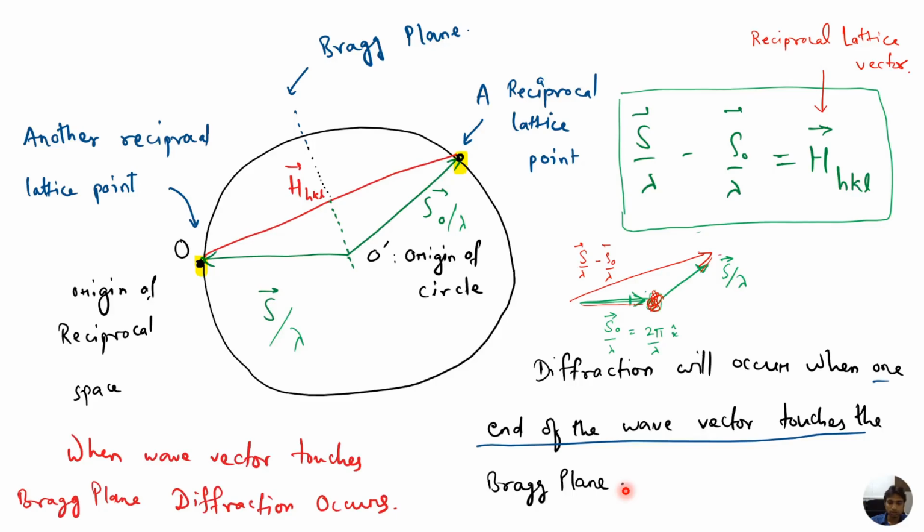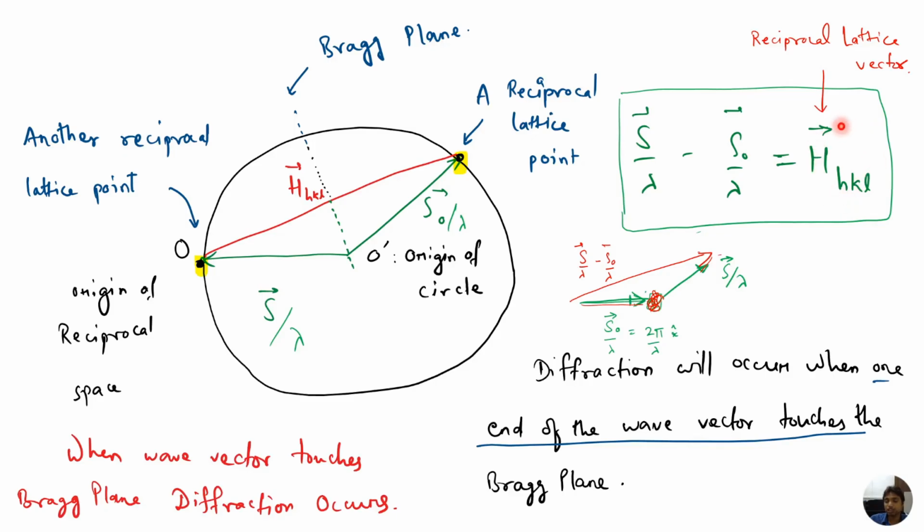I hope you understood. So those waves that satisfy this particular equation only can undergo diffraction. So basically, 2d sin theta equal to n lambda comes from this. This is an equivalent representation of 2d sin theta equal to n lambda, the Ewald construction. So this is the diffraction condition in the reciprocal space. In the real space, it is 2d sin theta equal to n lambda.